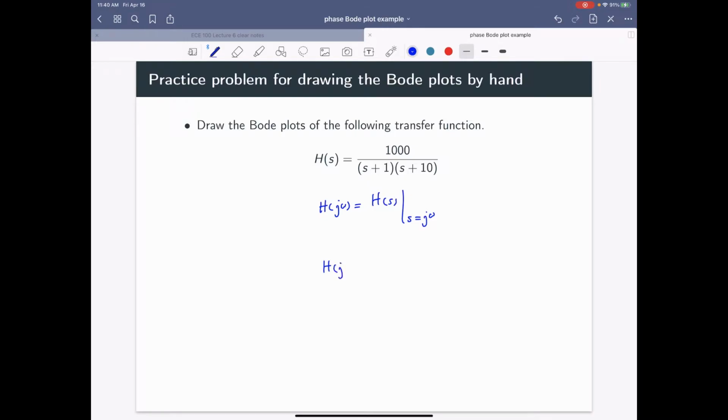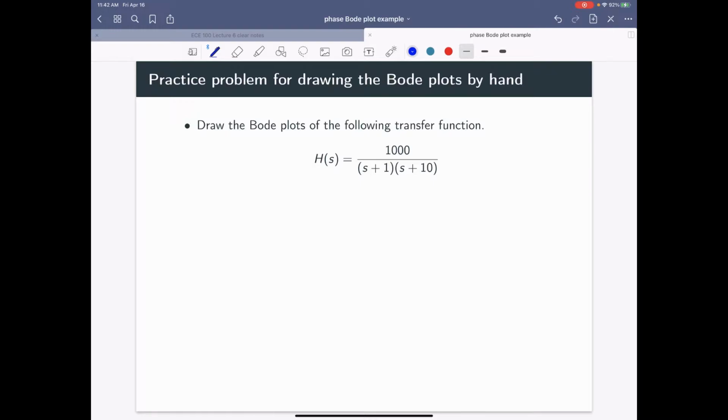With that, I can write H(jω) in polar coordinates like this. I can represent it in polar coordinates. So I have the magnitude of H(jω) multiplied by e to the j angle, or phase, of H(jω). Now, the job is to plot the magnitude of H(jω) in the logarithmic scale versus omega, and this angle with the units of degrees versus omega. In the Bode plots, I'm going to plot these two.